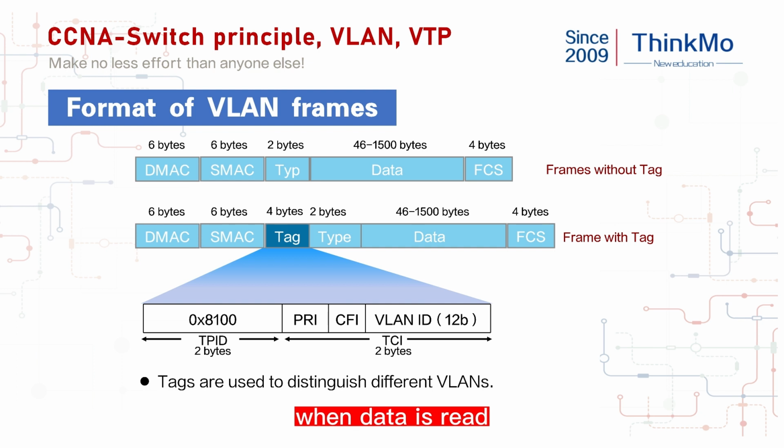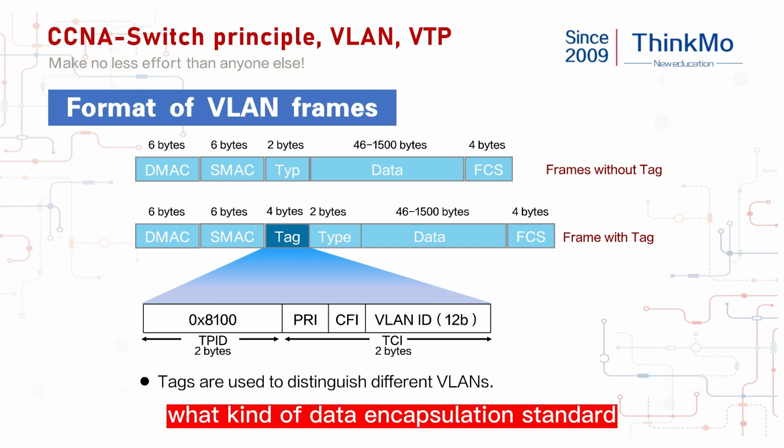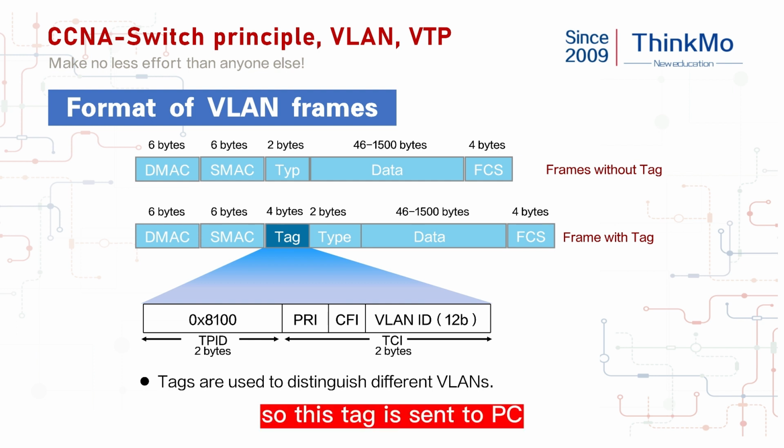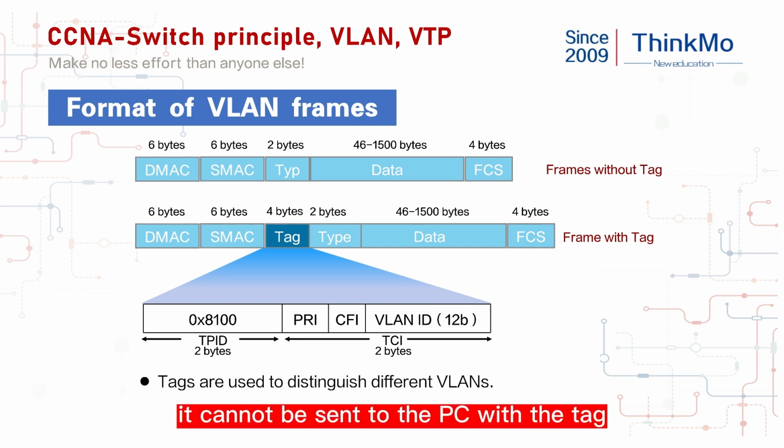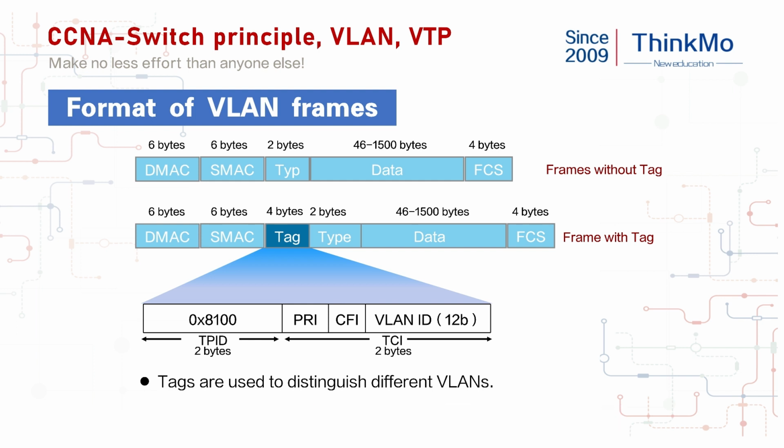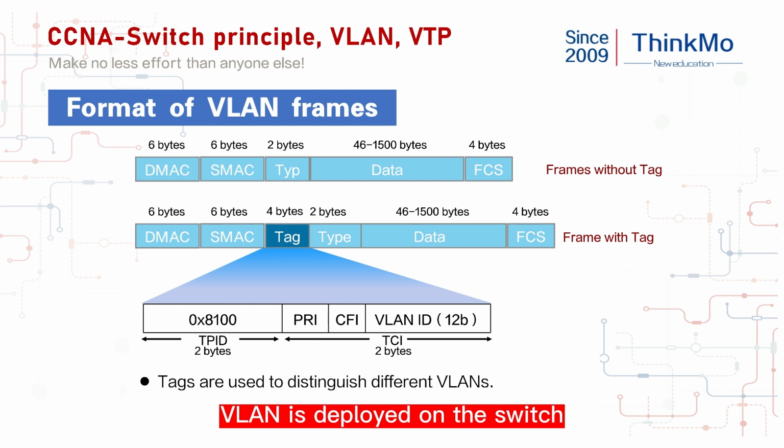When data is read, do you know what kind of data encapsulation standard to read the upper layer data? So if this tag is sent to the PC, it has no way to recognize it. This packet can only be lost. Therefore, it cannot be sent to the PC with the tag. This thing is only recognized by the switch. I said it before, VLAN is deployed on the switch. Only the switch can recognize it. The router can also recognize it, but you have to do other configuration. Today we will talk about how to configure.